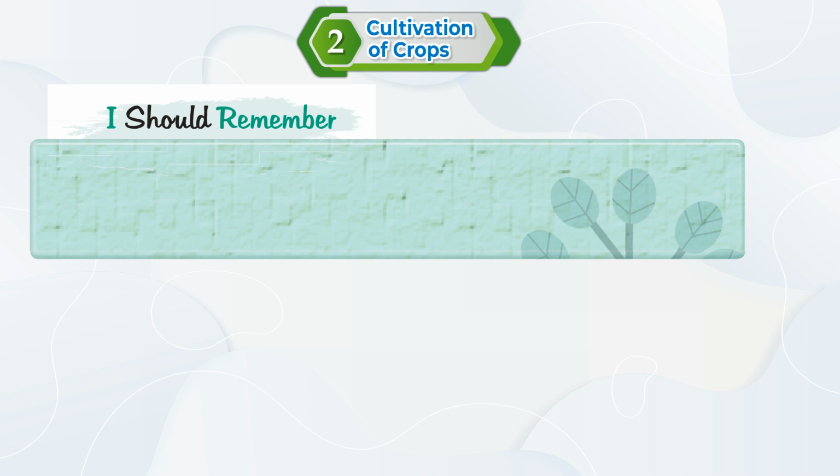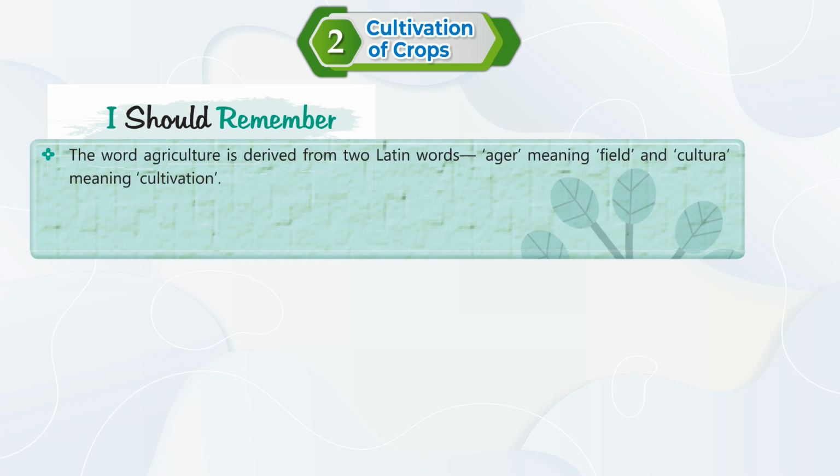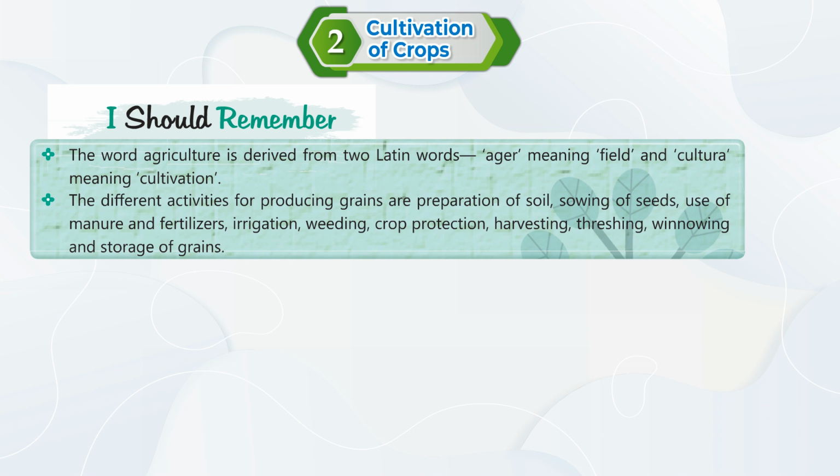I should remember. The word agriculture is derived from two Latin words, ager meaning field and cultura meaning cultivation. The different activities for producing grains are preparation of soil, sowing of seeds, use of manure and fertilizers, irrigation, weeding, crop protection, harvesting, threshing, winnowing, and storage of grains.